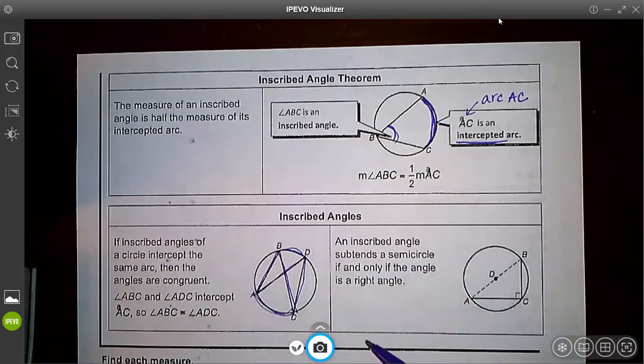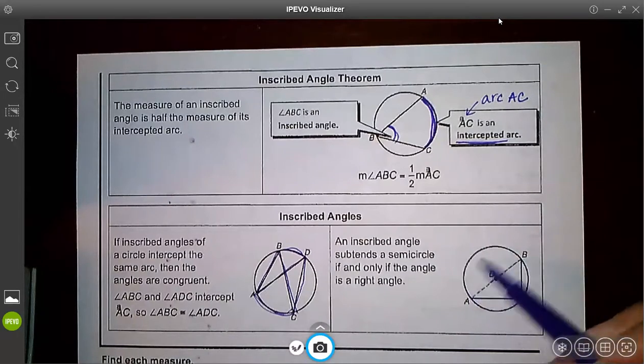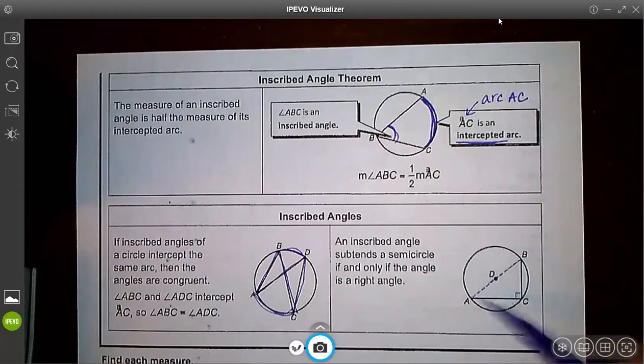And if an inscribed angle subtends a semicircle, so that means if the line between the endpoints goes through the center, then it's a 90-degree angle because this would be 180 degrees. So since this inscribed angle is half of that, it's going to be half of 180, which is a 90-degree angle. So we're just going to use this to find the measure.